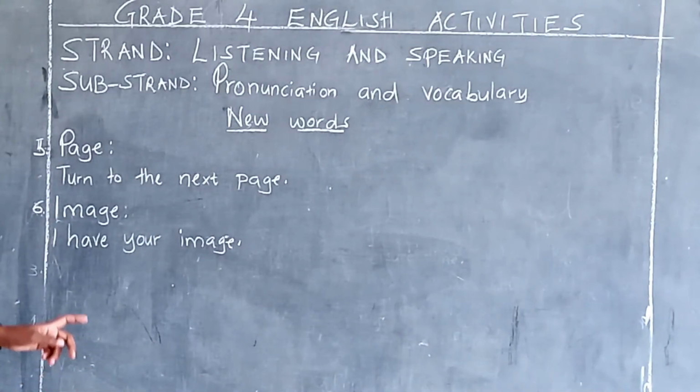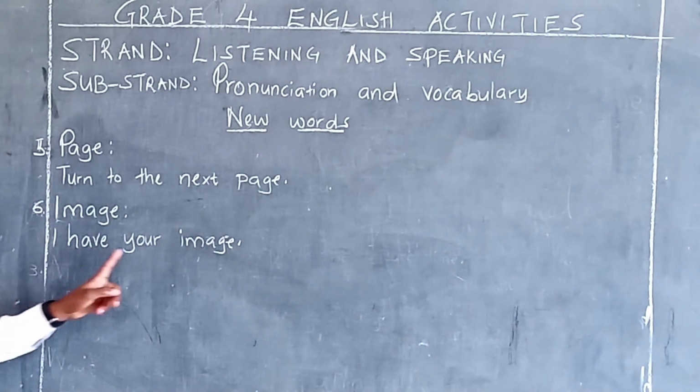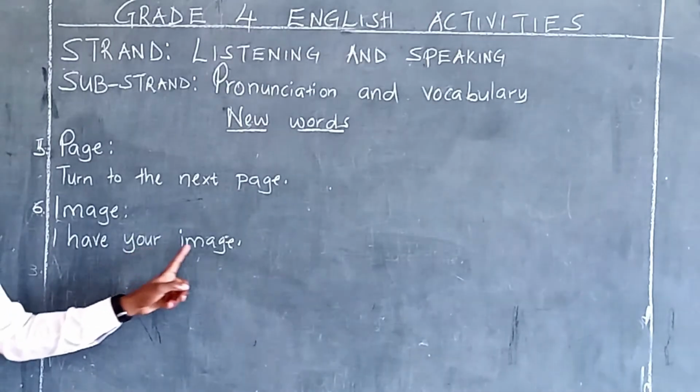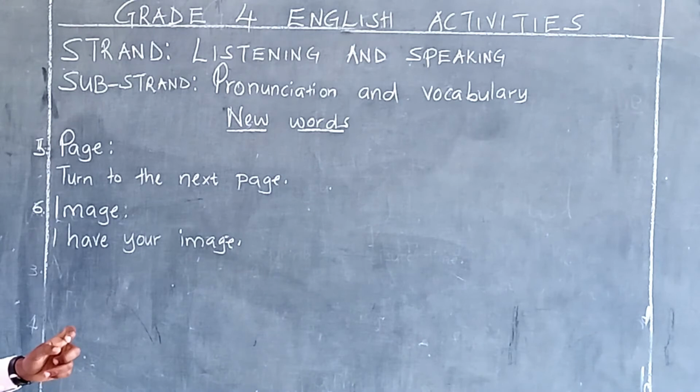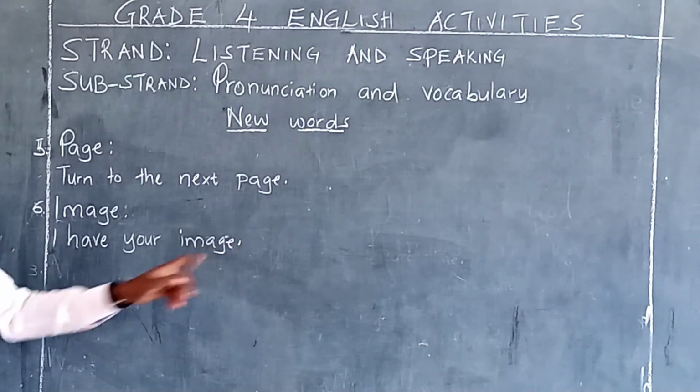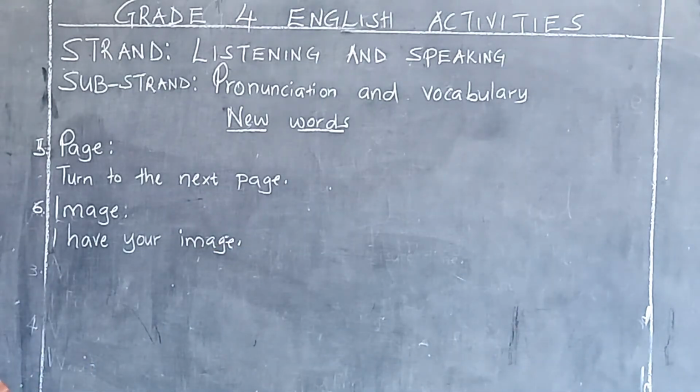So we did it together. I have your image. So this is a sentence. Here, this is the first person pronoun I. It must always be capital. And then at the end, we make sure we put a full stop.